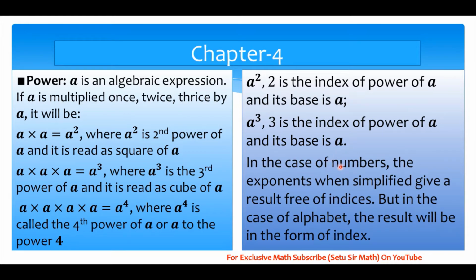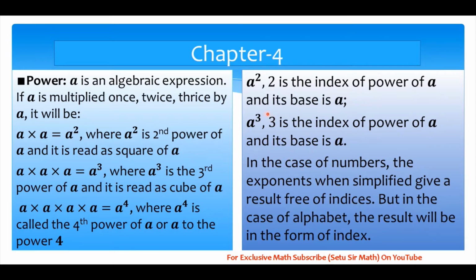So in the case of numbers, the exponents when simplified give a result free of indices. That means in a number, if we multiply the number with the power, the result will be simplified, free of indices. But in the case of alphabet, the result will be in the form of an index. How? Let's see. 2 square, that means 2 to the power 2, that means 2 multiplied by 2 equals 4. That means we can write it free of indices.